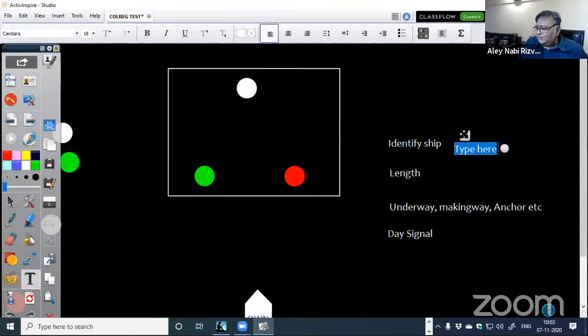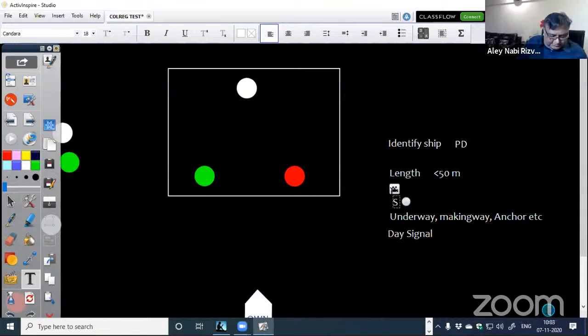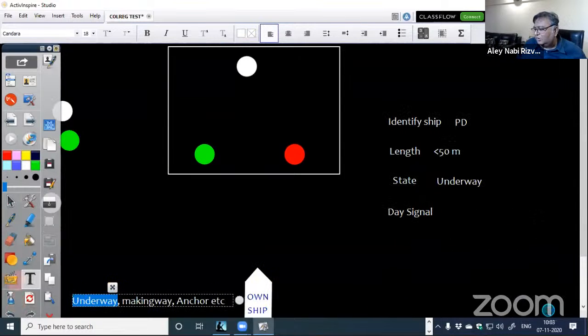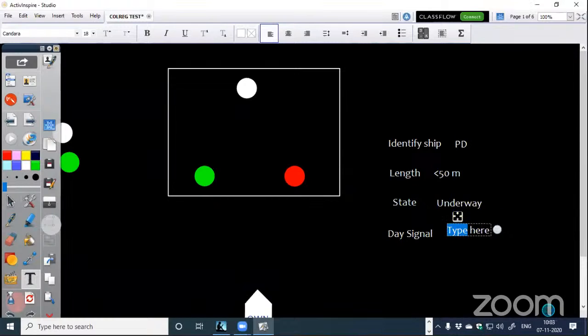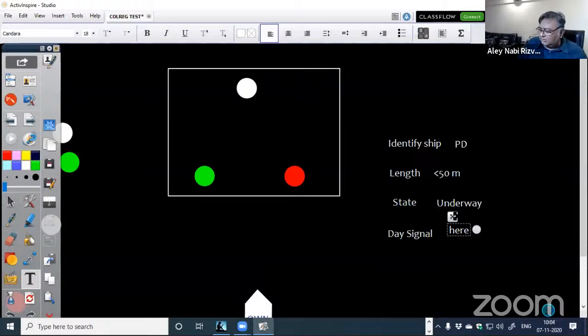So let me just write here, identify this vessel. PD, power-driven vessel. Length less than 50 meter. What is the ship doing? Underway. So what is the state? You can say the state is underway. All right, underway. And what is the day signal? None. No day signal, sir. Okay, just a minute. No day signal. All right.